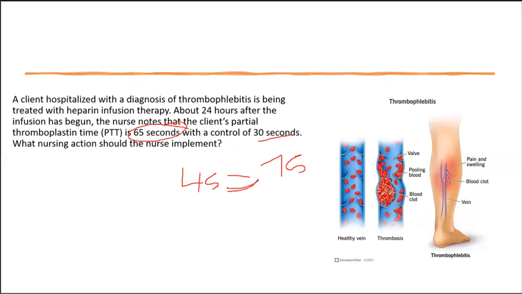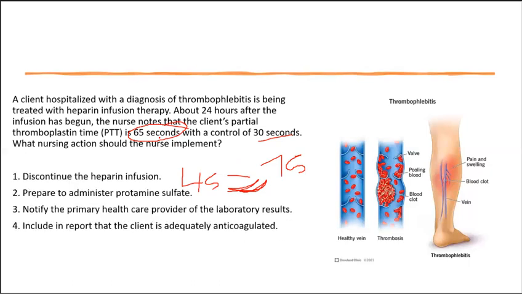So that falls within our range of 45 to 75. Remember, we want the client at 1.5 to 2.5 times the control, and this is what gives us the range. If it's at 65, then that's a good thing. So let's look at our options. Do we need to discontinue the heparin infusion? No. The client is being heparinized well at a PTT of 65 seconds. Do we need to prepare to administer protamine sulfate? Well, we don't have any toxicity.